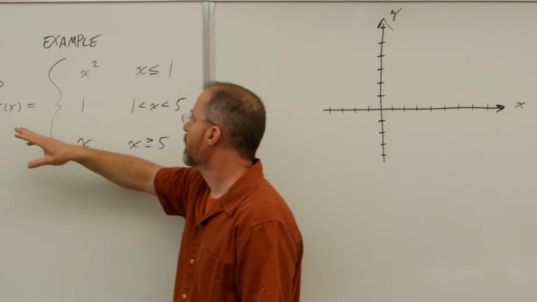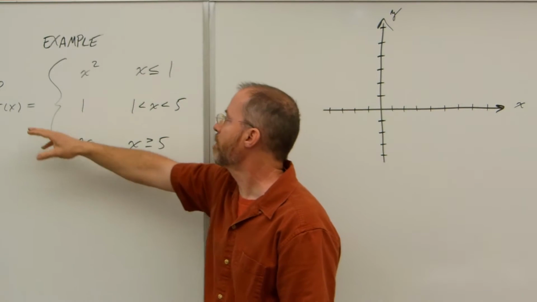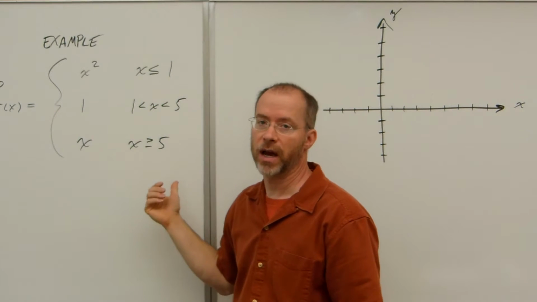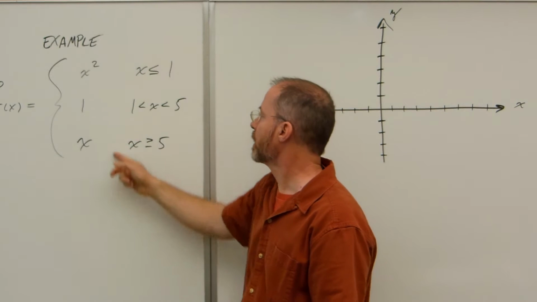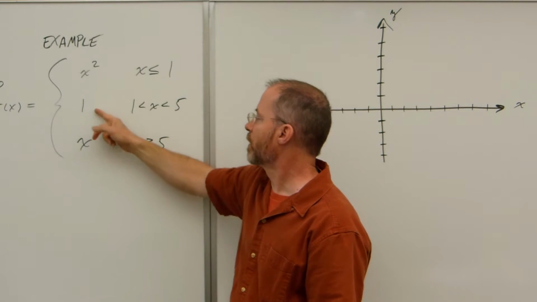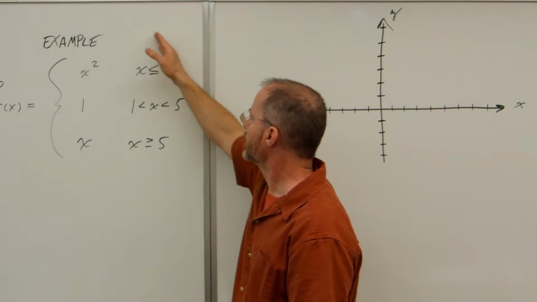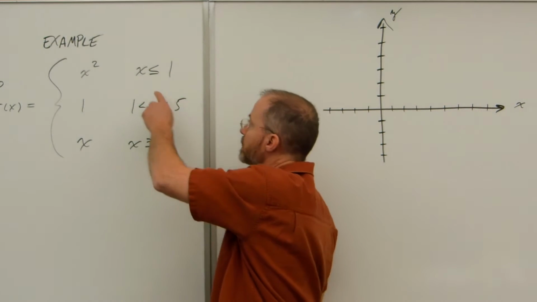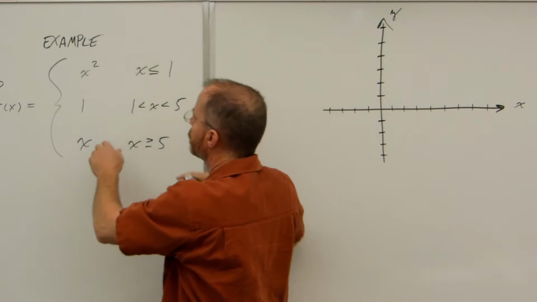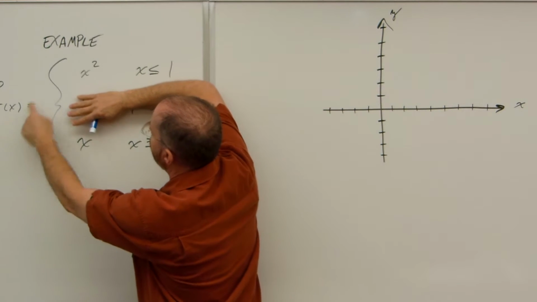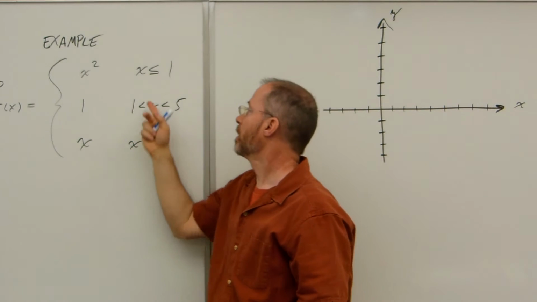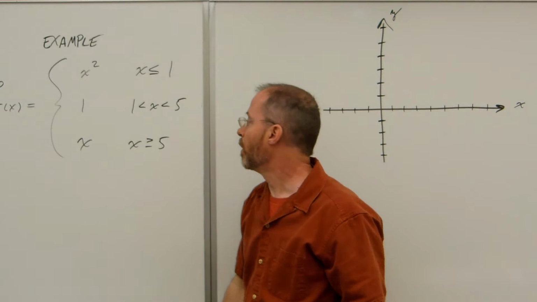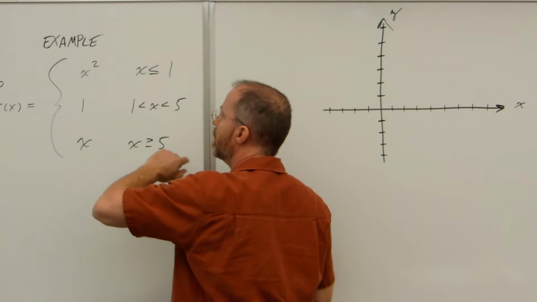f of x equals, but instead of giving a single formula, we say f of x is x squared sometimes, it's 1 sometimes, and it's x some other times. And this information over here tells you when to use those various formulas. Basically, you start by looking at the way the domain is broken up. When x is less than or equal to 1, we're going to treat this function like just this part here, f of x equals x squared. We're going to input x's in this range, and we're going to get the square out for the output, okay? This part of the domain.